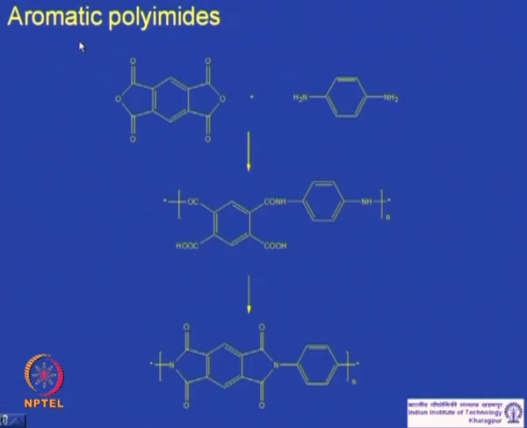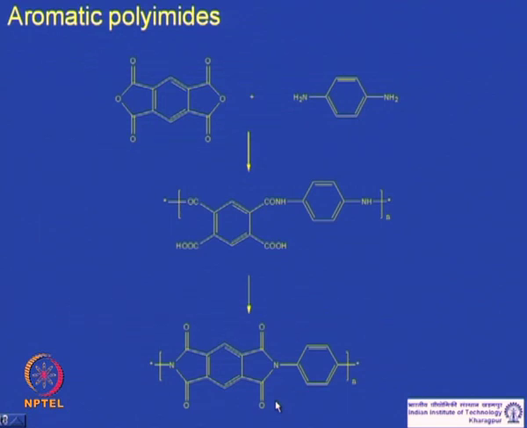Next slide we move to aromatic polyimides. These are formed by the reaction of a diamine with a dianhydride. So, aromatic diamines are reacted with aromatic dianhydrides, and first this is formed, then on cyclization these imides are formed. These are again very high performing polymers.